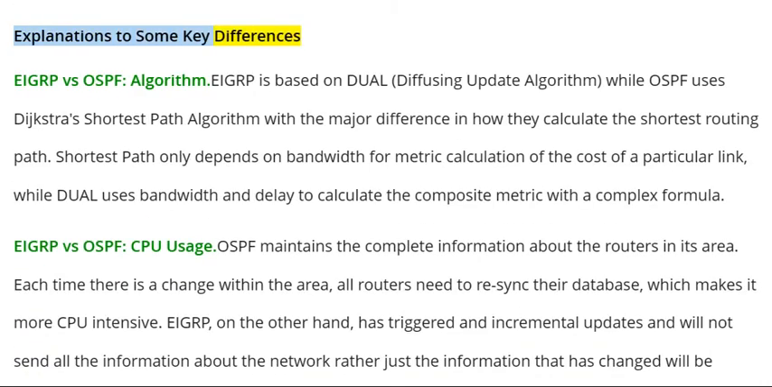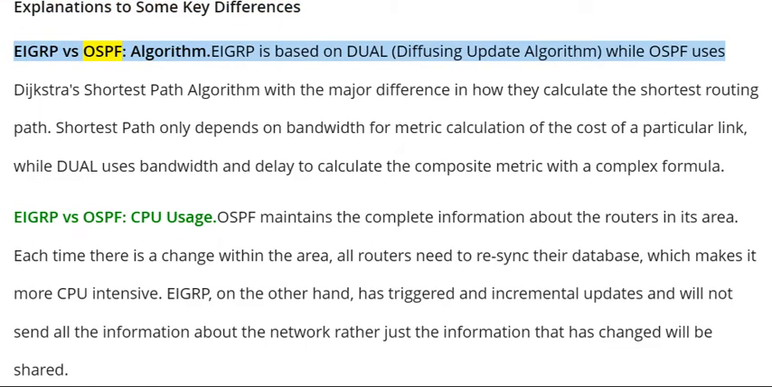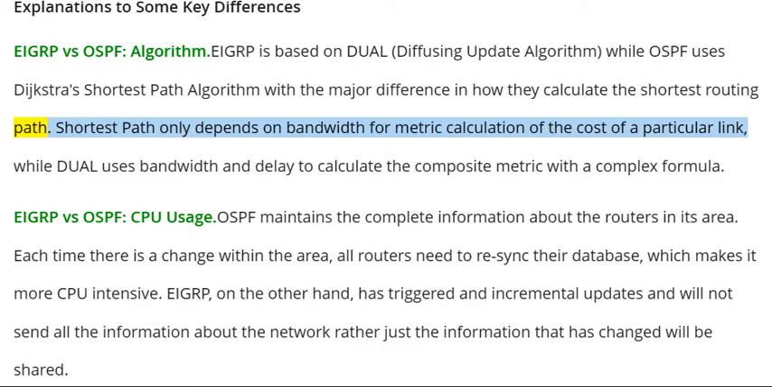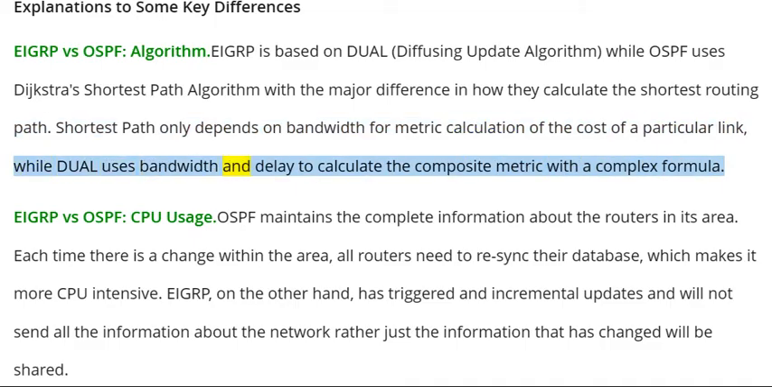Explanations to some key differences. EIGRP versus OSPF. Algorithm. EIGRP is based on the DUAL diffusing update algorithm, while OSPF uses Dijkstra's shortest path algorithm, with the major difference in how they calculate the shortest routing path. Shortest path only depends on bandwidth for metric calculation of the cost of a particular link, while DUAL uses bandwidth and delay to calculate the composite metric with a complex formula.